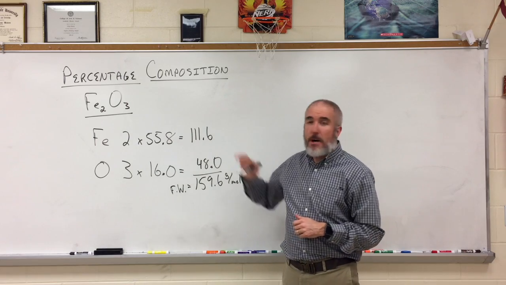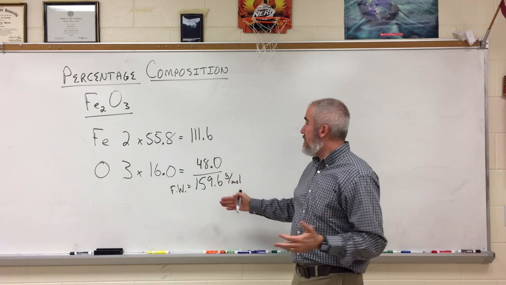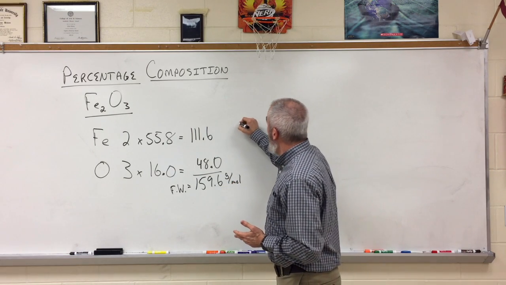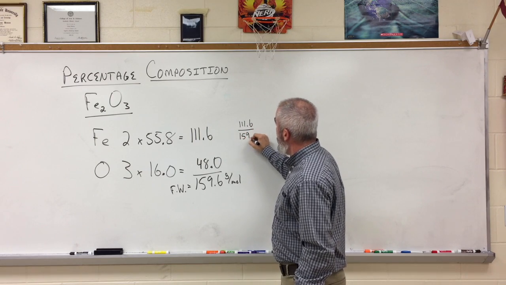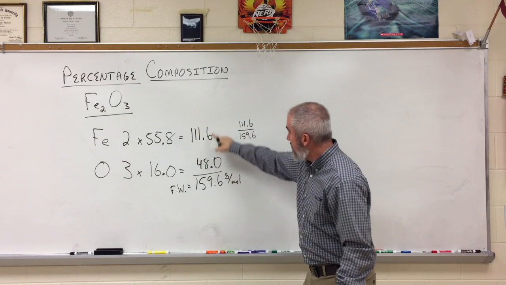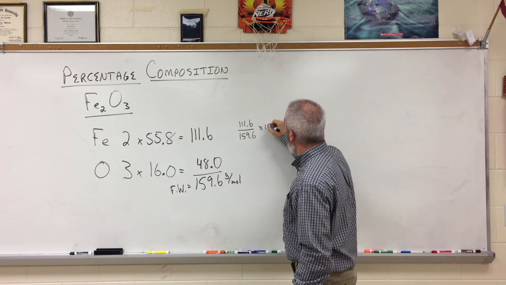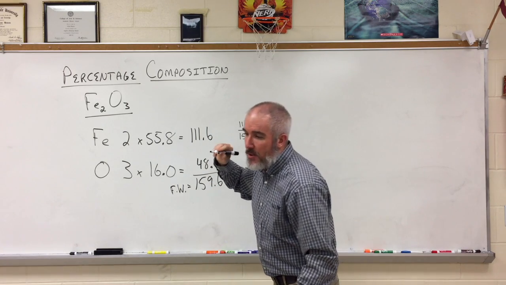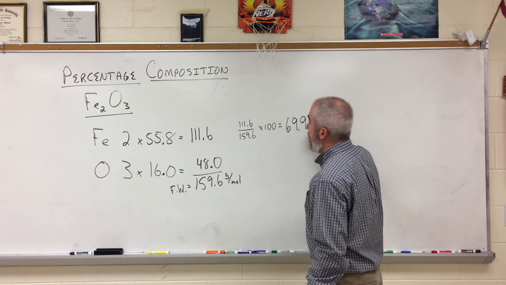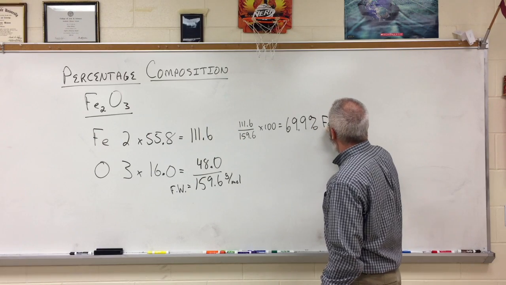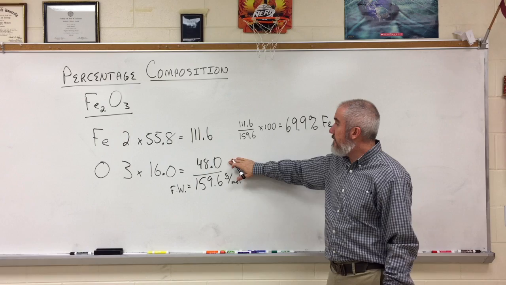To get the percentage composition, all we do is take the part divided by the whole times 100, just as you would for any percent. So we have 111.6 over 159.6, so we use this number over the whole, part over the whole times 100. And when we do that math, we end up with 69.9% iron in Fe2O3.